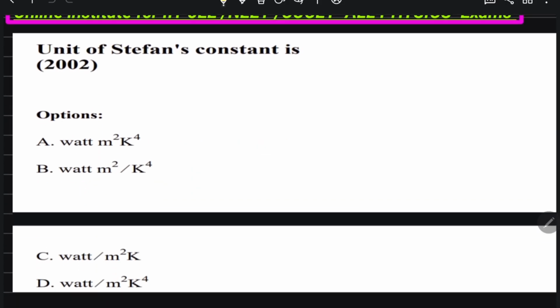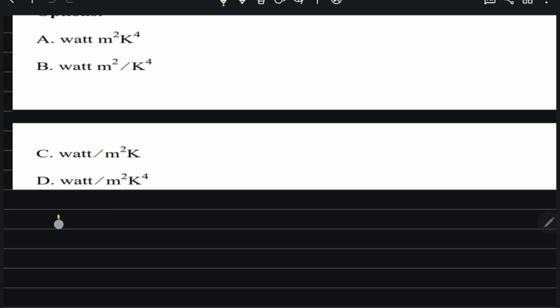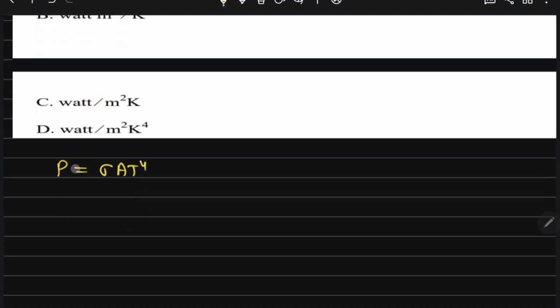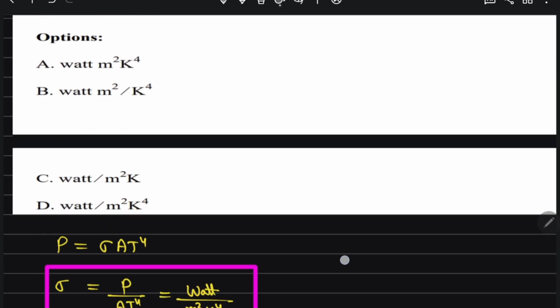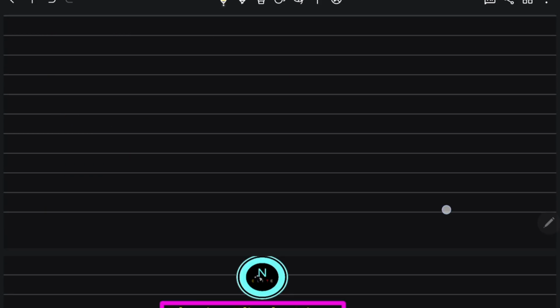Unit of Stefan constant. You know power is equal to sigma A T to the power 4, so sigma is the Stefan constant. So sigma is equal to power upon A T to the power 4. Power unit is watt, area unit is meter square, and Kelvin to the power 4. So the unit is watt per meter square Kelvin to the power 4. Option D is correct.